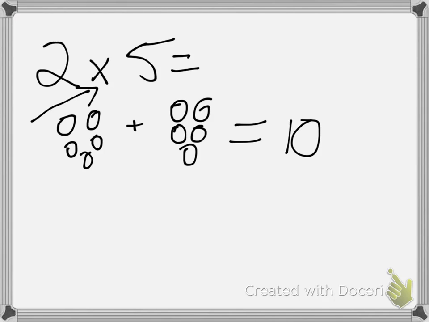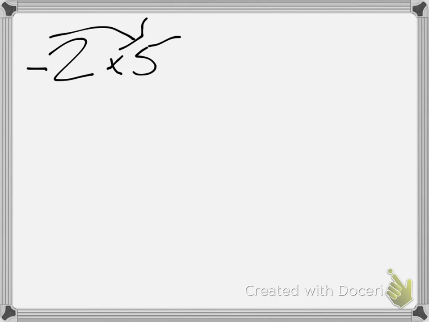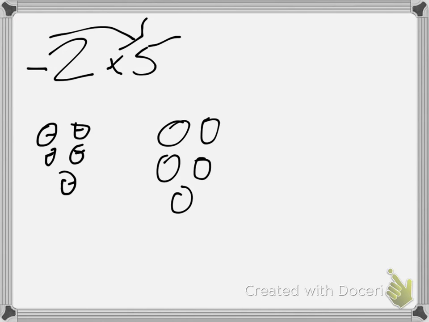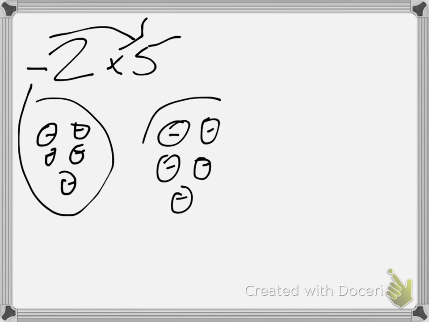Now things get a little bit more dicey when we start talking about negative integers. If we had negative 2 groups of 5, then what that means is that we are going to lose 5 twice. So we have a group of negative numbers and another group of negative numbers. And I know that my circles are not the greatest. So what we're showing here is that the negative groups are represented.